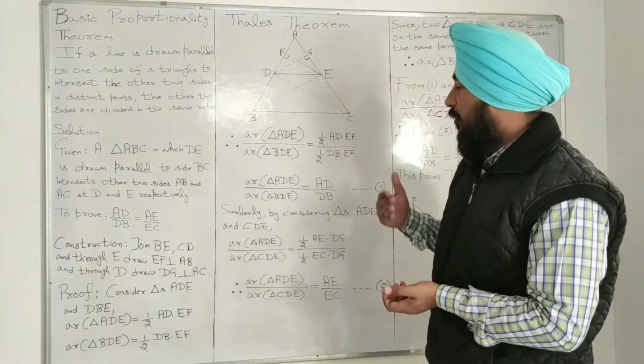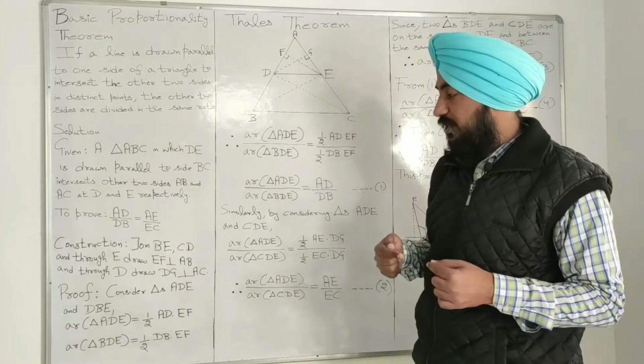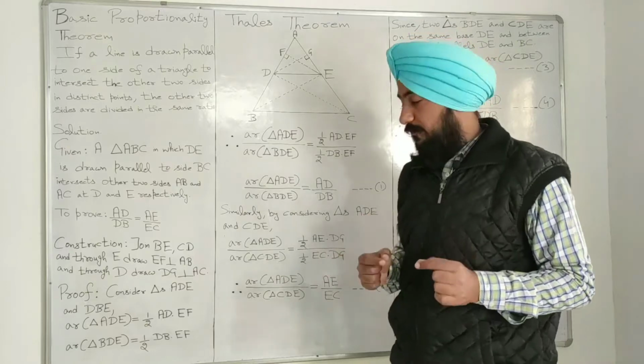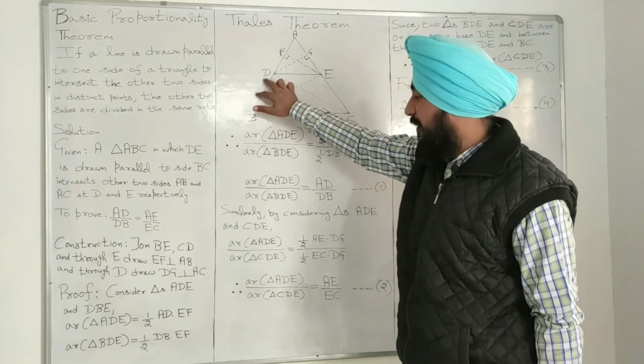Now we shall take the area of triangle DBE. This is the triangle DBE, and we shall calculate its area. 1/2 base into height. So what is the base? 1 by 2 and base is DB.